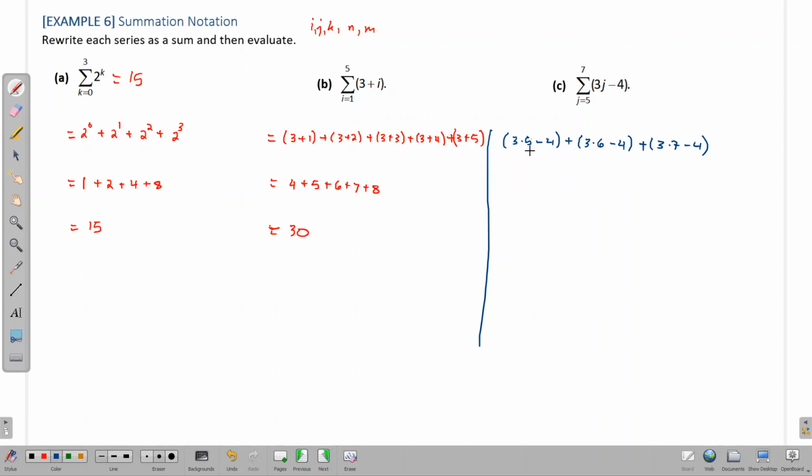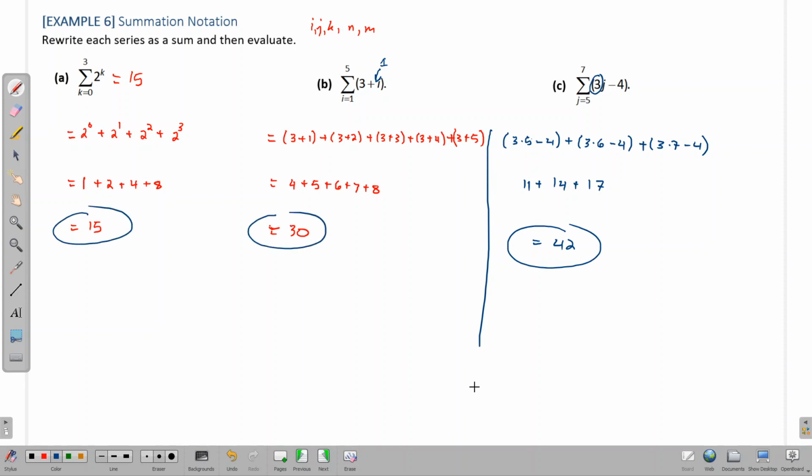Okay, so then if you simplify 15 minus 4, you get 11, plus 18 minus 4 is 14, plus 21 minus 4 is 17. Notice again, this one is arithmetic. Notice what the common difference is. The common difference is 3, which we see sitting here. The common difference on the previous one was 1, which you can see right here. It's the coefficient of the i. We're going to come back to that in a minute and emphasize that a little bit more. If you add those together, you get 42. Okay, so that's expanding and then evaluating them.